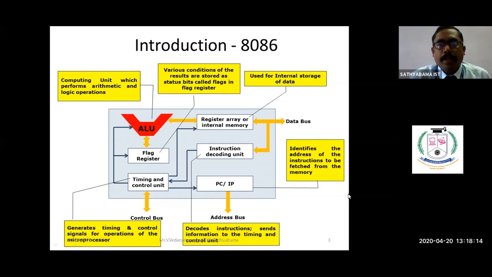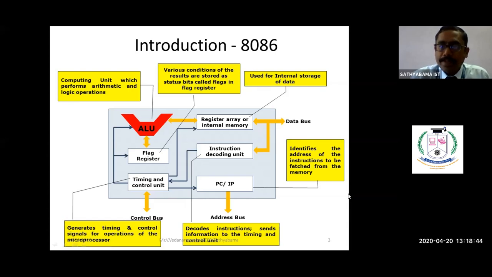Coming to the introduction part of 8086, we had already discussed this. Architecture diagrams have been taken out. Here in this slide, I have given a small schematic representation of the 8086 microprocessor. You see, 8086 is a 16-bit processor. We had studied 8085. Sorry, it's an 8-bit processor. 8086 is a 16-bit processor.